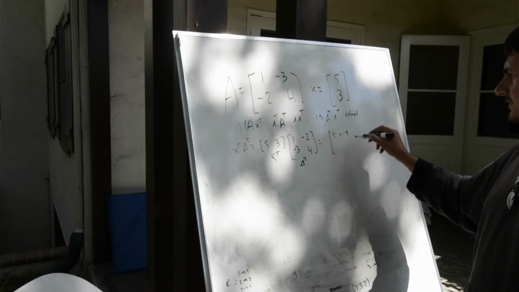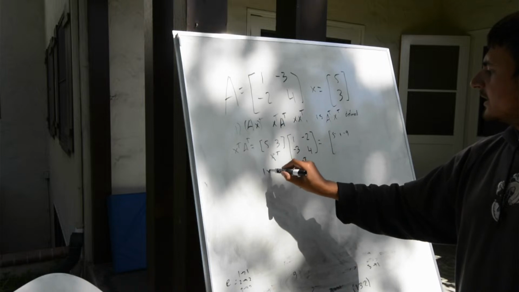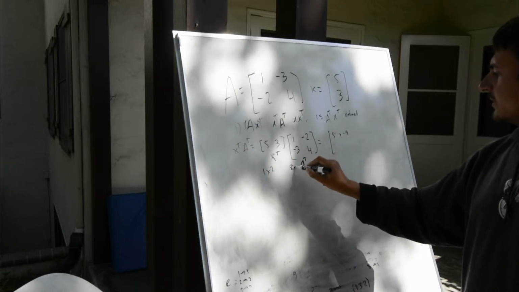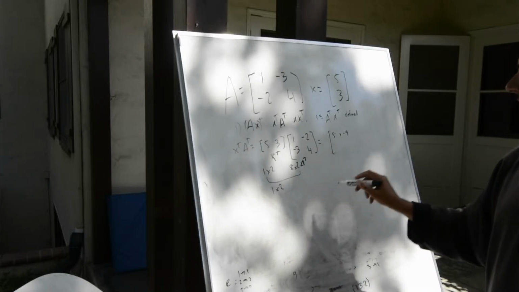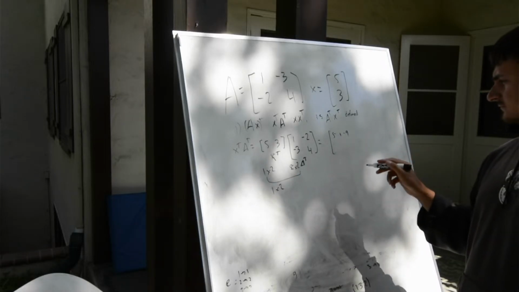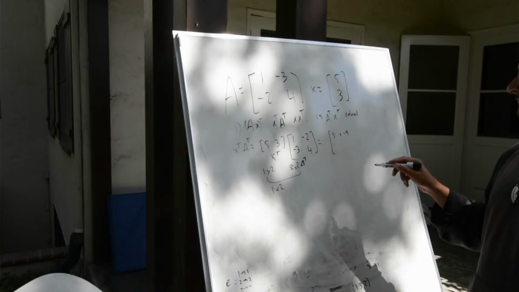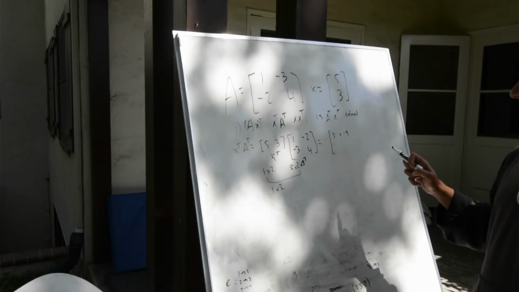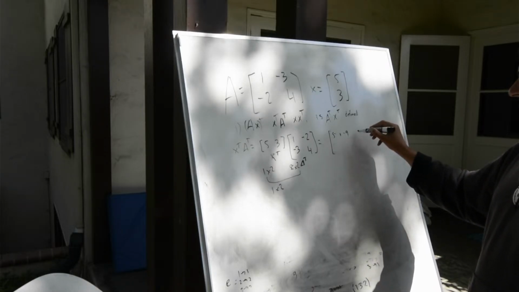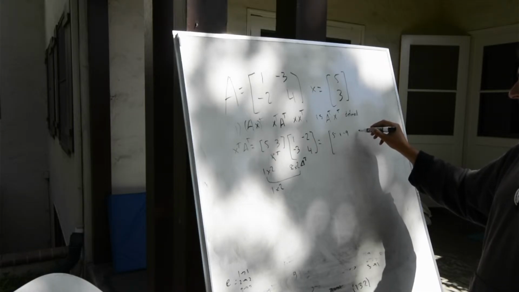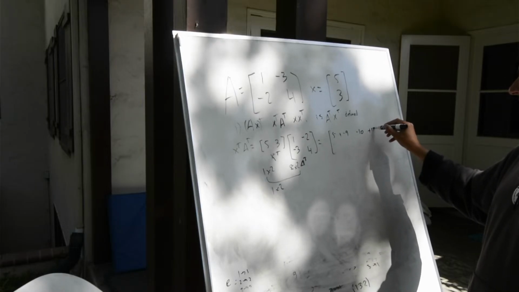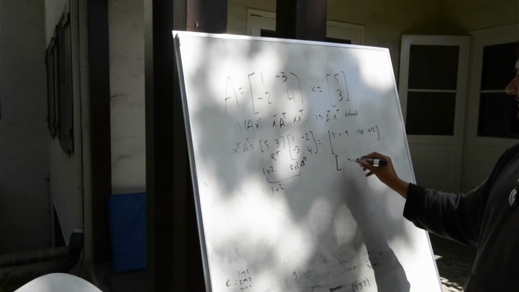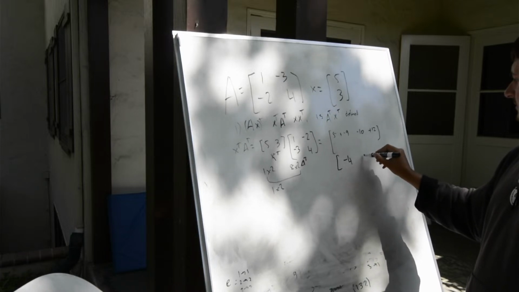Then over here, this is a 1 by 2 times a 2 by 2. So the result is going to be 1 by 2. Okay. All right, and then the last entry is going to be minus 10 plus 12. So the answer is minus 4, 2.